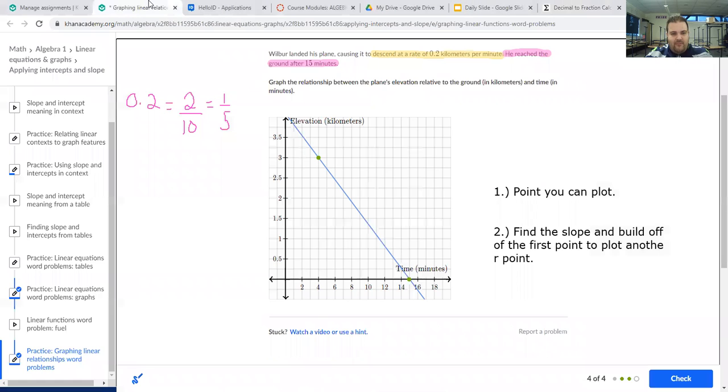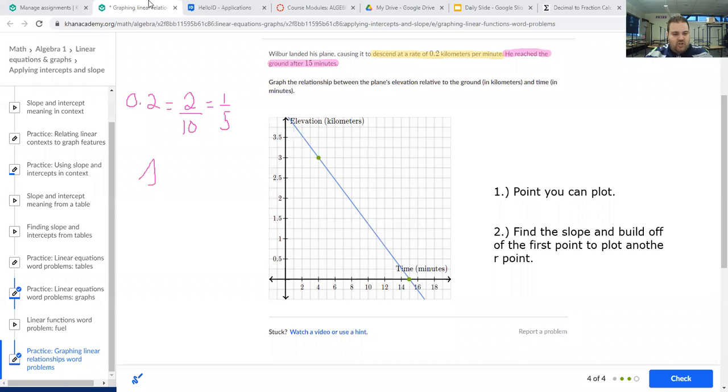So we have a slope of 1/5, which what that means is that our change in y over our change in x is, the airplane is going to be negative because it's landing, right? It's descending at a rate.